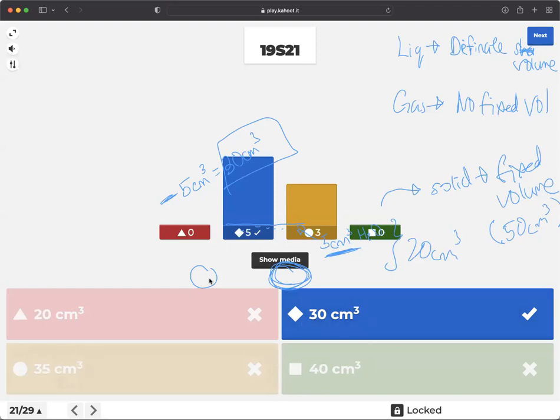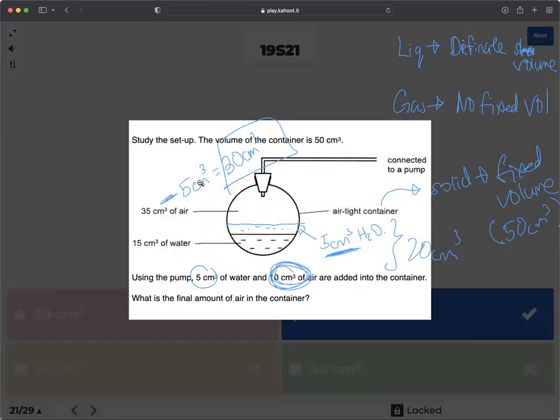Okay, the rest of you chose 35. You understand why? Why is it 5 cm cube left? Because water takes up the space of 5 cm cube of the air. So all the air will be squeezed in the remainder, which is 30 cm cube.